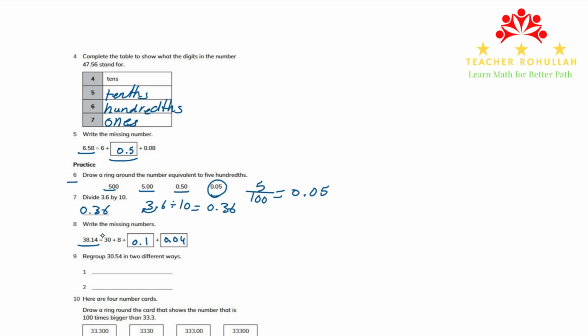We now move to question 9. In question 9, it says, regroup 30.54 in 2 different ways. See, this is also a type of regrouping. We can write this way.